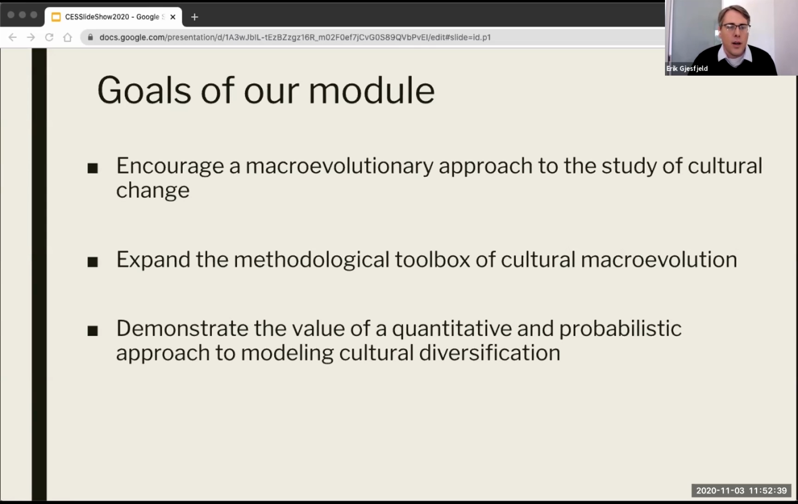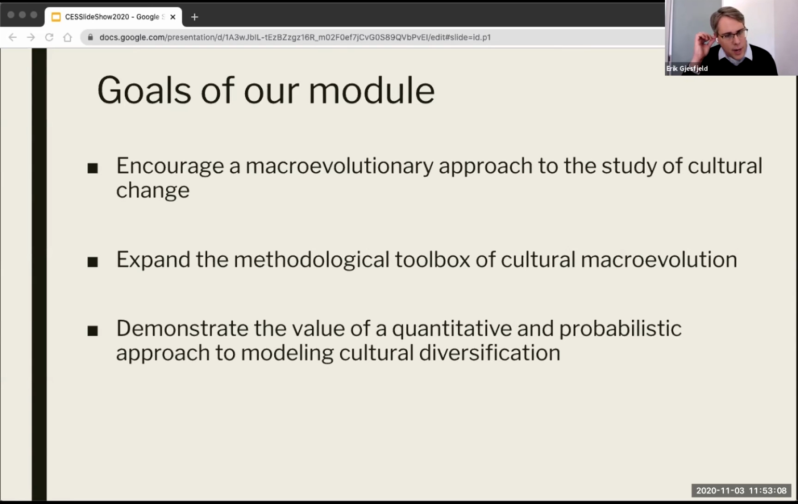The second is to help expand the toolbox in cultural macroevolution. In general, there's been an extensive application of a few key methods, such as phylogenetics, which I'll talk a little bit about in a few minutes. But we do feel that there are a number of other approaches available that can be useful in answering questions about cultural macroevolution. And we hope to introduce those here today and also through our module.